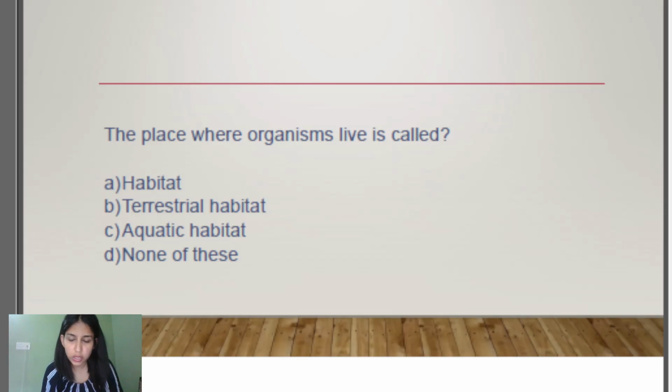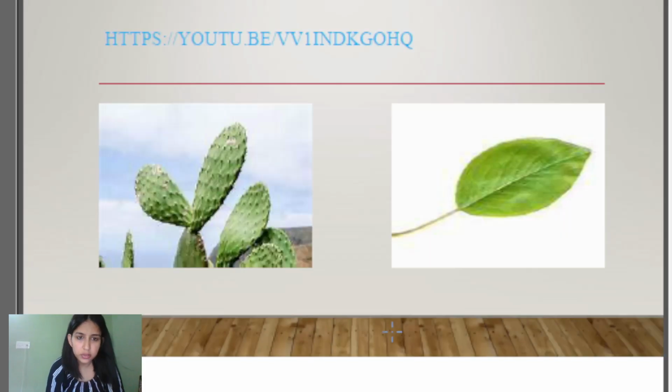So the answer to this question would be habitat, because we have just discussed that the place where a particular organism is living is called its habitat. So we'll be moving forward.